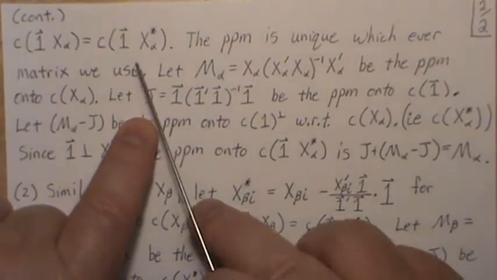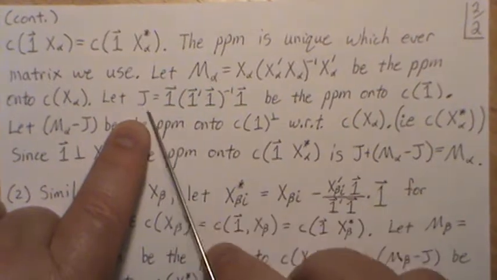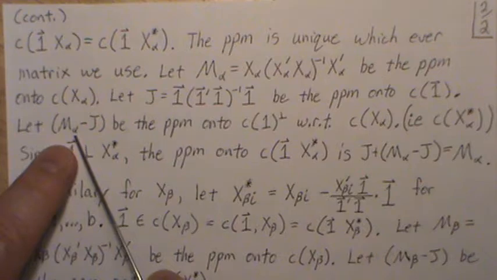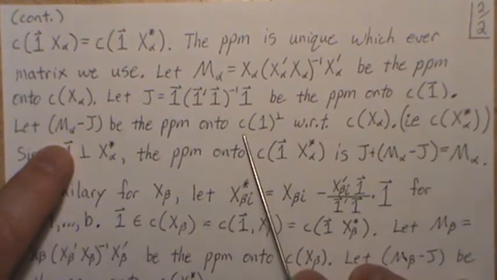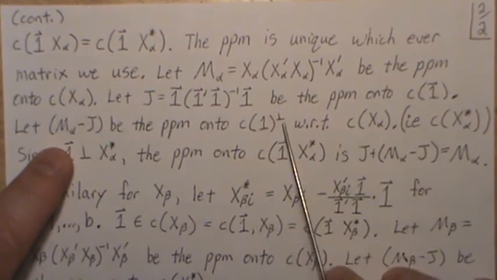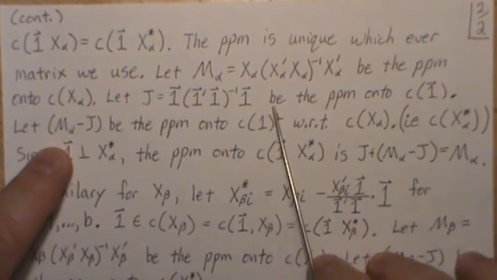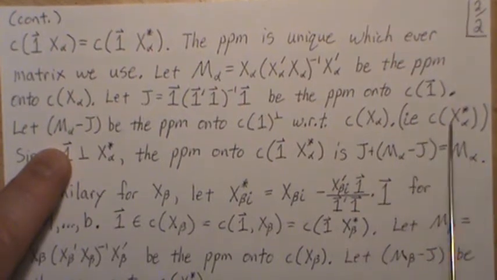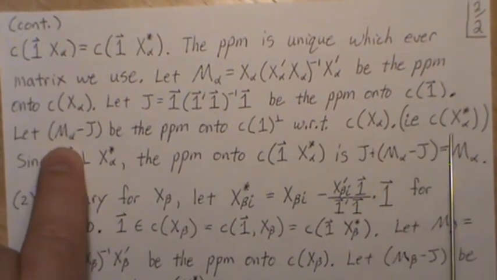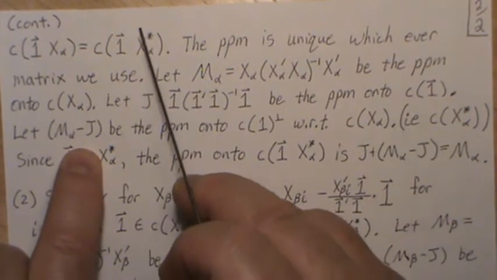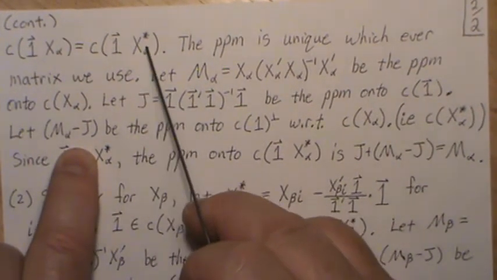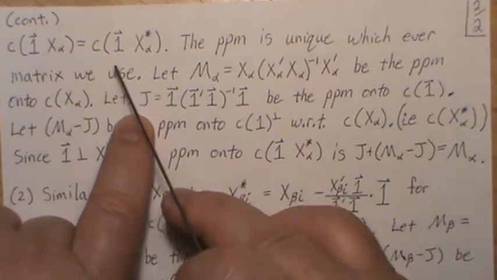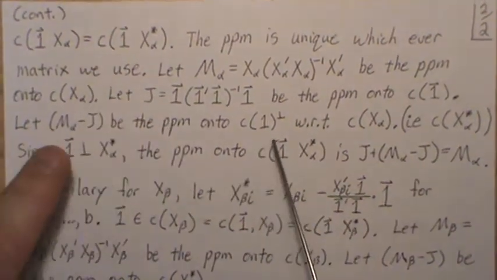Now we let J be the perpendicular projection matrix onto this column space, the column space of 1. Then we let M alpha minus J be the perpendicular projection matrix into the orthogonal complement of the column space of 1 with respect to alpha, i.e. this column space. So M alpha minus J projects things into here. Now J projects things onto here. They're orthogonal, so the column space of this is actually the addition of the two.